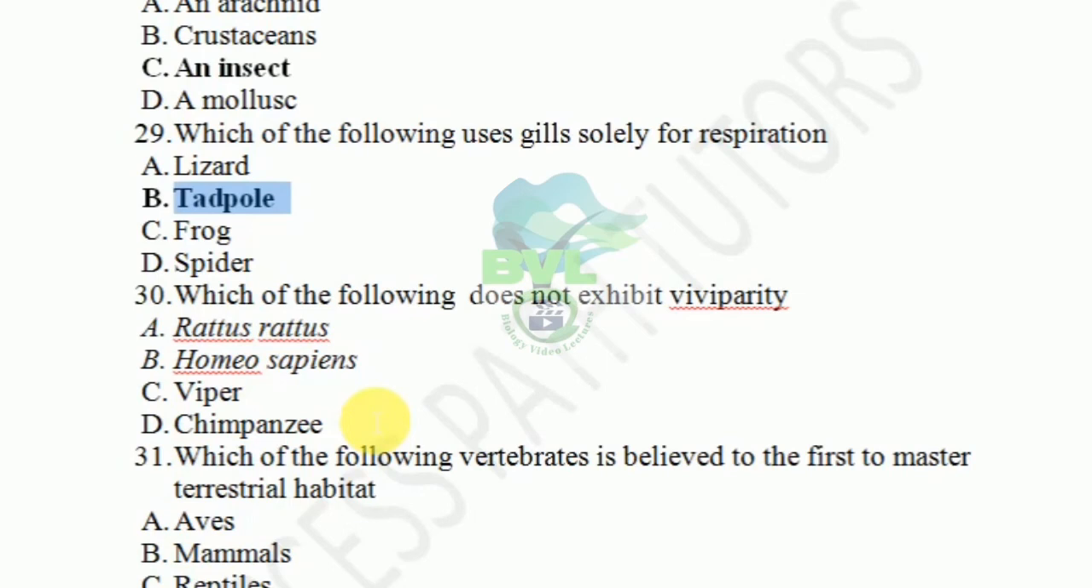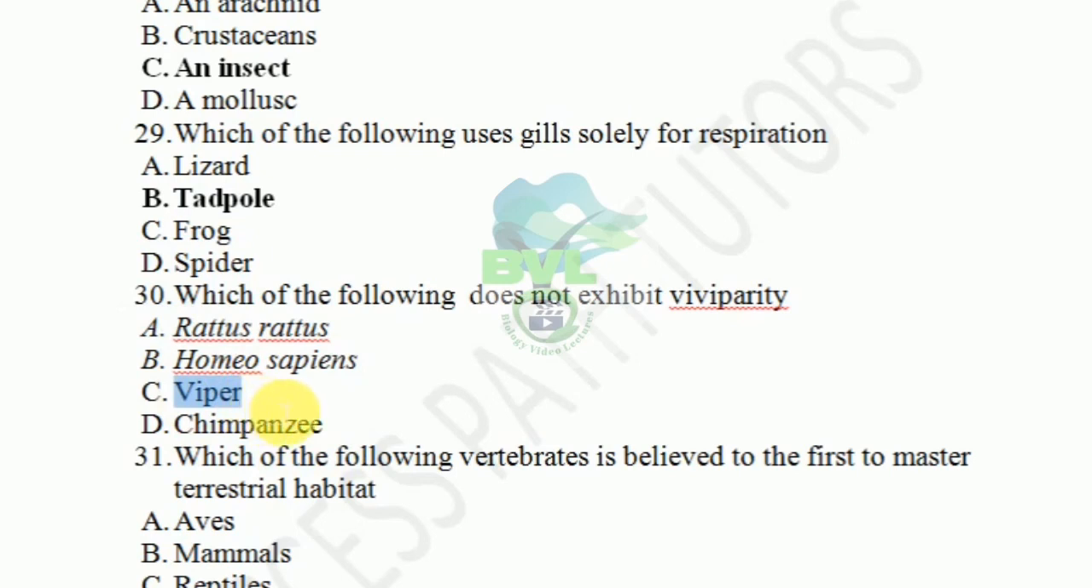Which of the following does not exhibit viviparity? Viviparity means giving birth to young ones alive. So rats give birth to young ones alive. Homo sapiens, which are humans, give birth to young ones alive. Chimpanzees also give birth to young ones alive, except for the viper, which is a type of snake. They lay eggs.